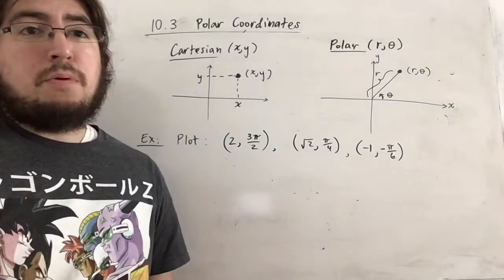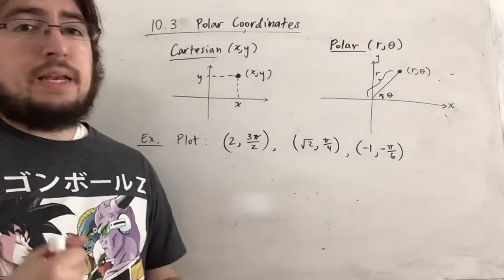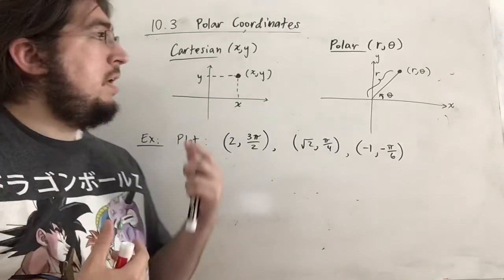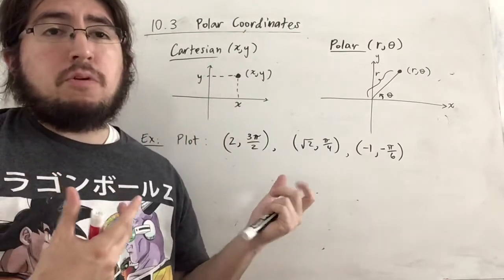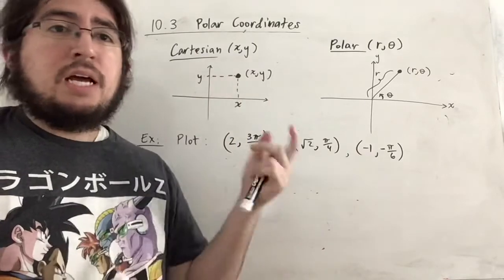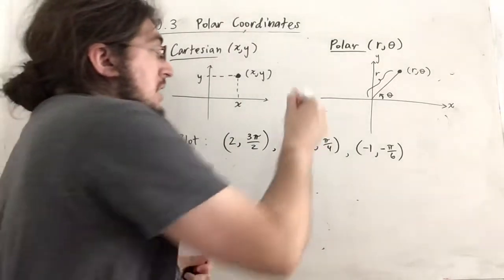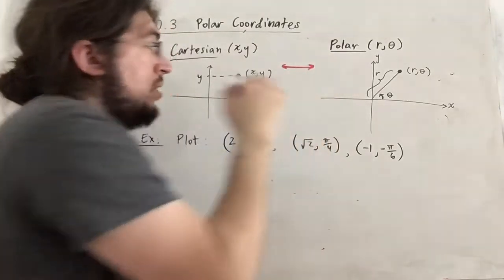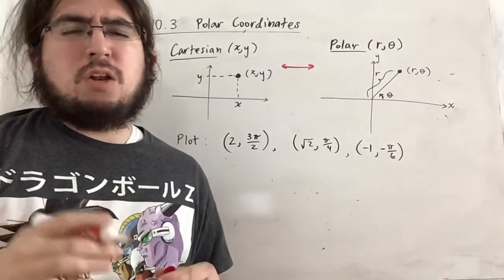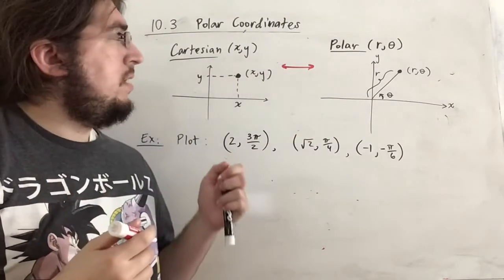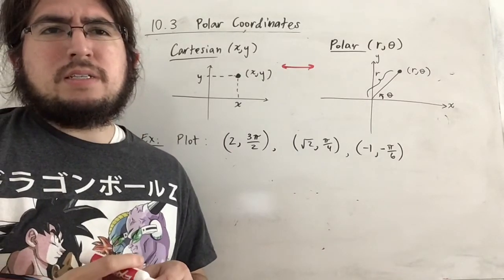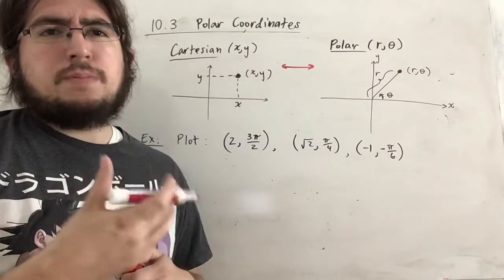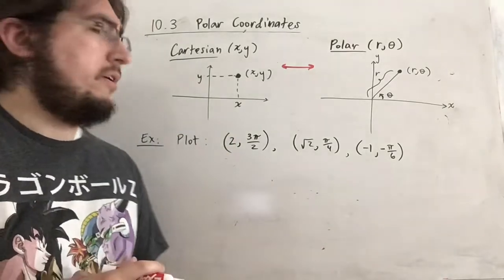Hello everyone, this is 10.3 polar coordinates, and in this section we'll basically be talking about what polar coordinates are and how you would graph something in polar versus graphing in Cartesian, how you can actually translate between these two, and then we'll also be talking a little bit about the calculus of polar coordinates. We'll talk more about calculus in 10.4, but there will still be some calculus spoken of here.